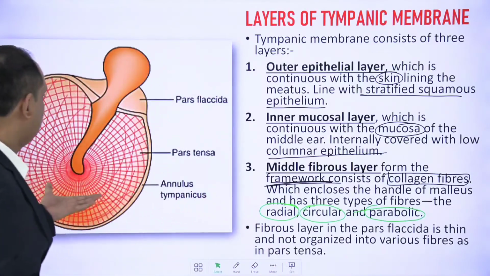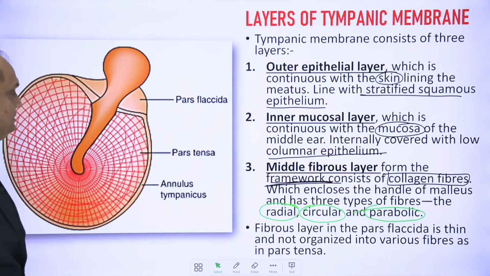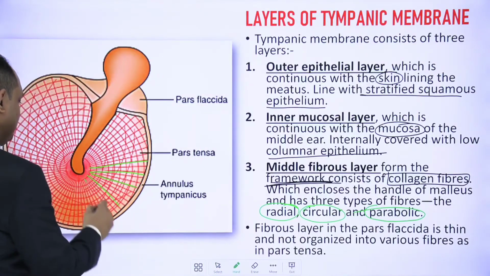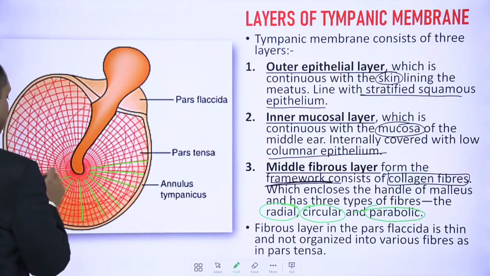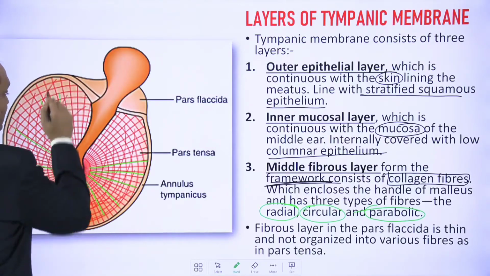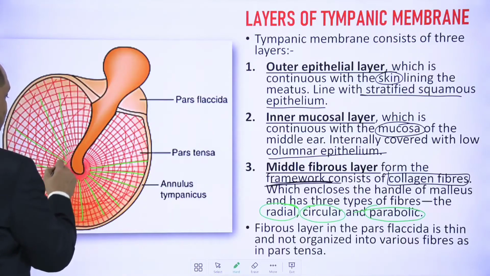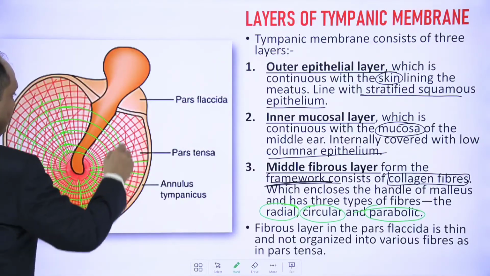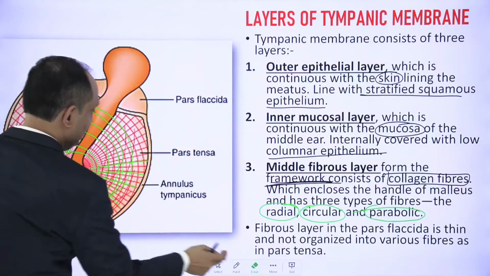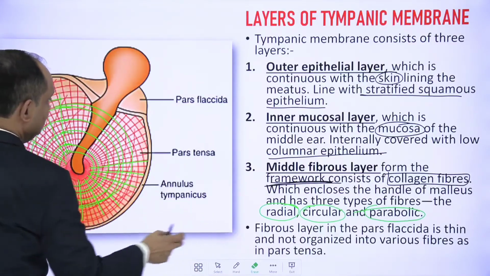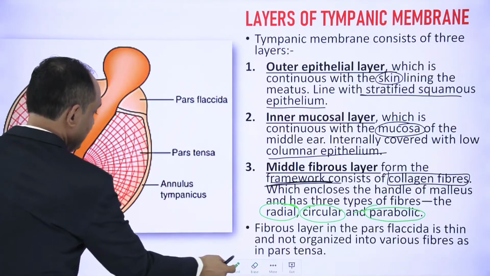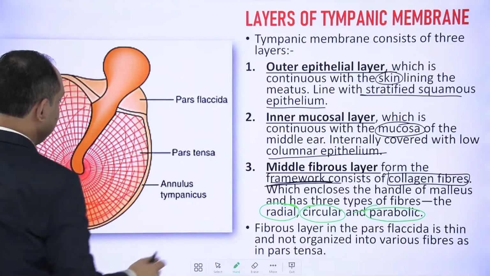Now in this diagram you can appreciate all the three patterns. This is the radial pattern, where the fibers are going in all directions from the center. Then the second is the circular. Circular fibers are here, which you can appreciate, forming encircling rings around each other. And there is a third set of fibers, which you will see here, that are parabolic in nature. I hope you can appreciate these fibers in this diagram.